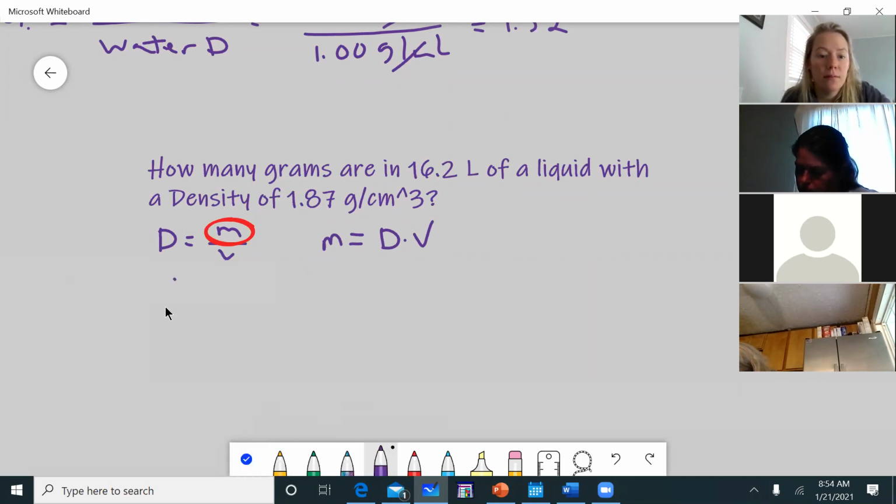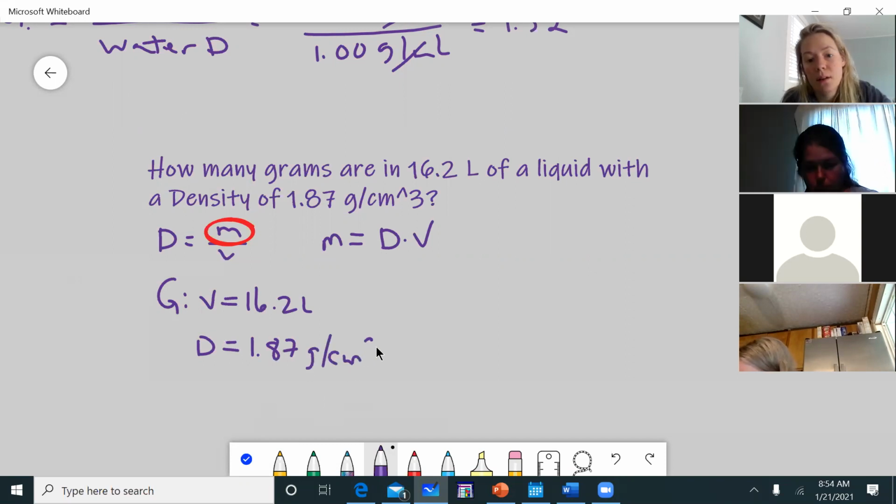I'm given the volume. So I know volume equals 16.2 liters. I'm also given my density, which is 1.87 grams per centimeter cubed. What happens sometimes is students get overzealous and they're like, all right, I'm just going to plug this into the equation. And they take their volume and their density and stick it right in there.